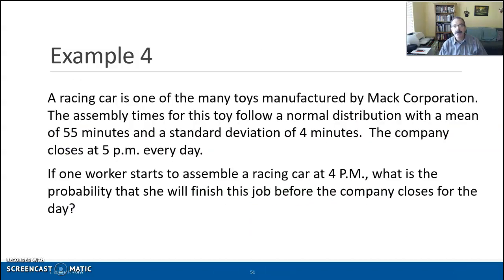All right, we have another example. In this case, a racing car is one of the many toys manufactured by Mack Corporation, and they know that the assembly times of these toys follow a normal distribution with a mean of 55 minutes and a standard deviation of 4 minutes. The company closes at 5 p.m. every day. If one worker starts to assemble a racing car at 4 p.m., what is the probability that she will finish this job before the company closes for the day?